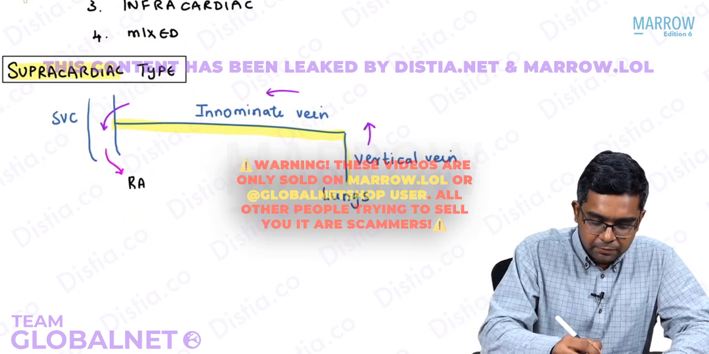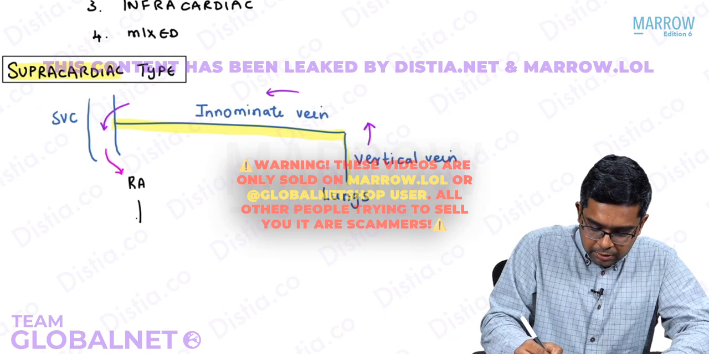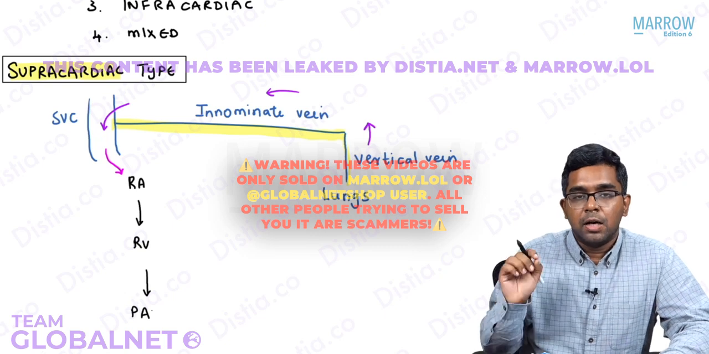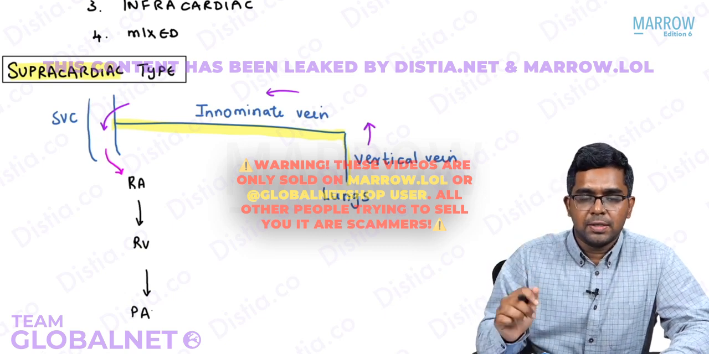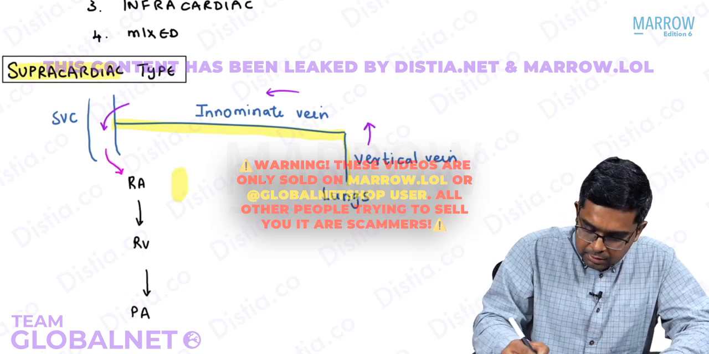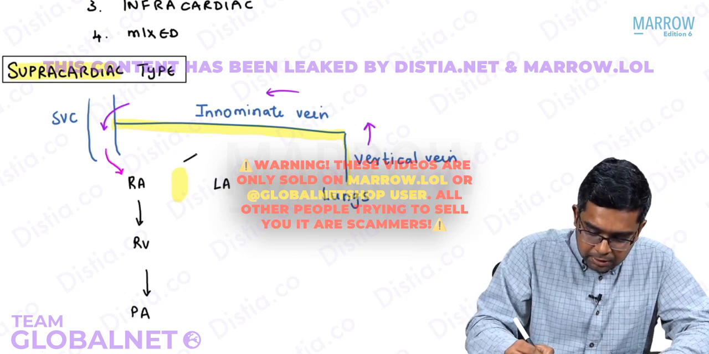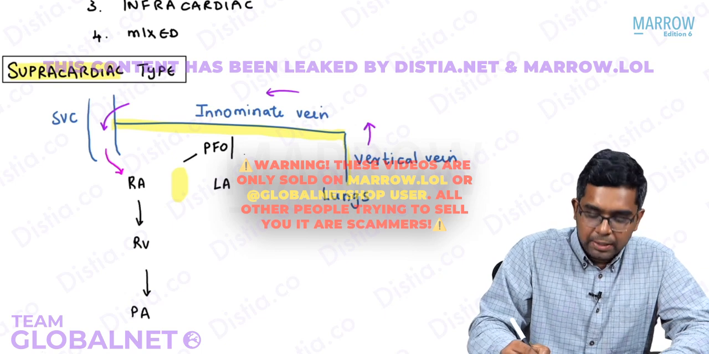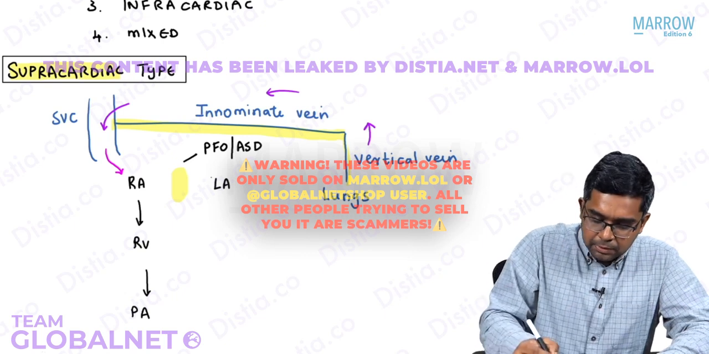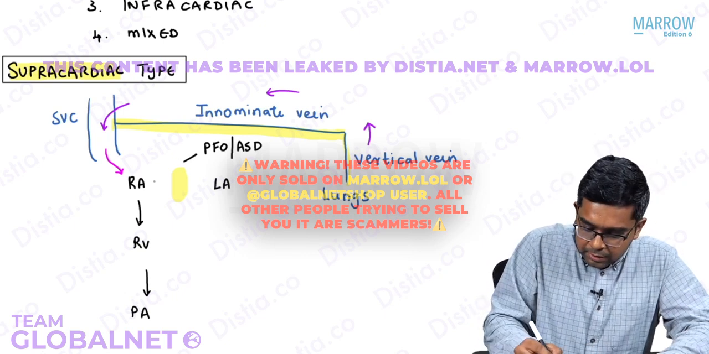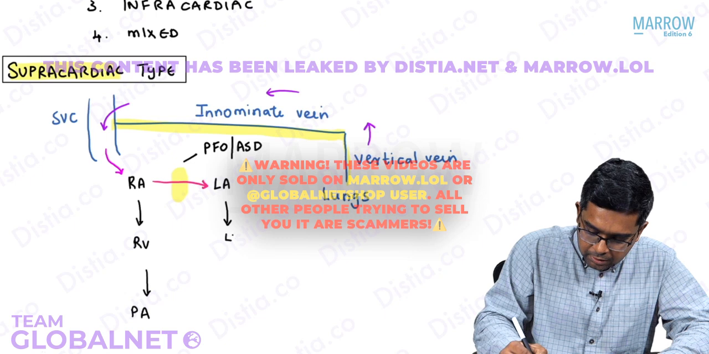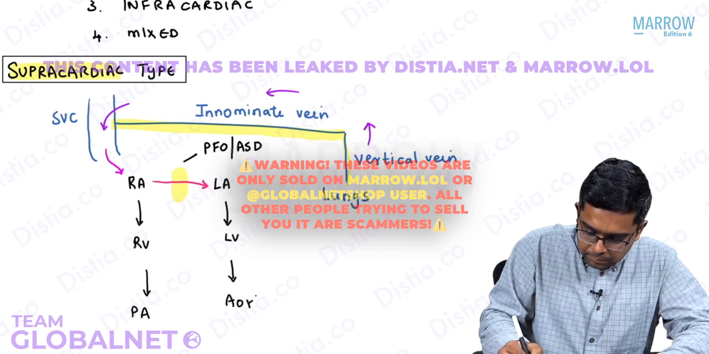Let us see what is going to happen further. Blood from the right atrium goes into the right ventricle and then goes into the pulmonary artery. This is a normal pathway. However, in TAPVC, almost all cases will have a communication like this between the right atrium and the left atrium. What is that? It could either be a patent foramen ovale or commonly an atrial septal defect. So what happens through this defect? Some of the blood from the right atrium will enter into the left atrium also through this defect, and from the left atrium it will enter into the left ventricle as well as into the aorta.